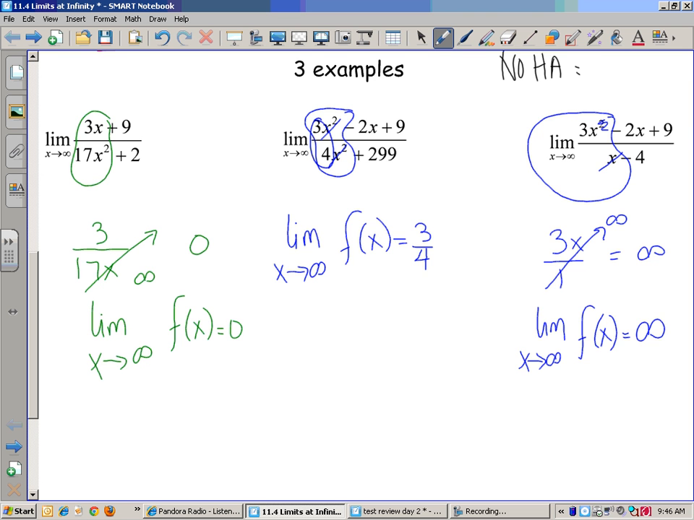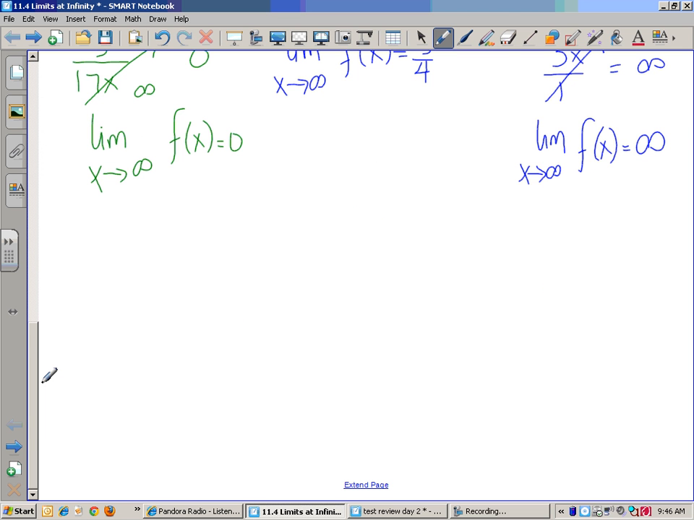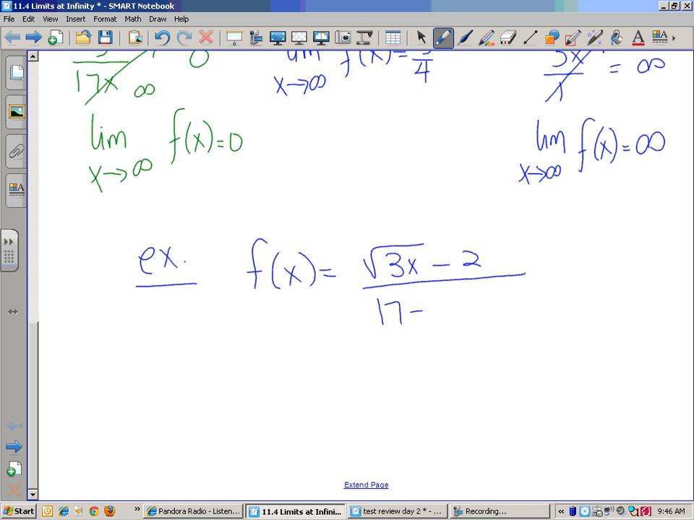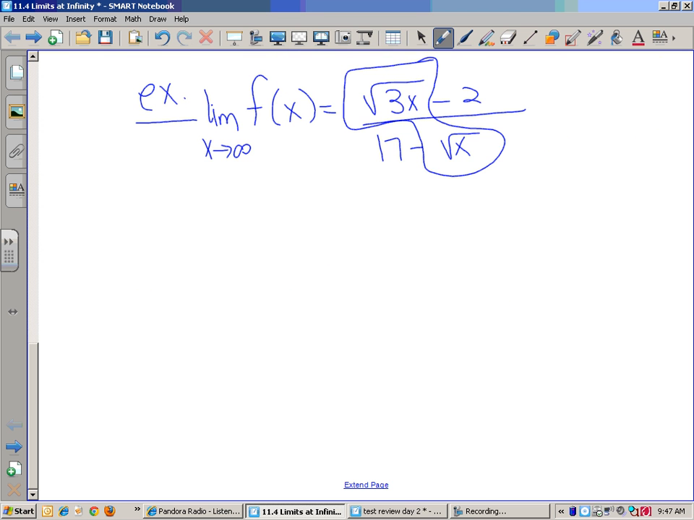Okay, so they're not all going to look so pretty. So let's do an example where it maybe looks a little funky. So what if I said the square root of 3x minus 2 over 17 minus the square root of x? Okay, so that one looks uglier. And we want the limit as x goes to infinity. So we're going to follow the same exact process. We're going to take our box and look at just that. So we want to simplify this a little bit.